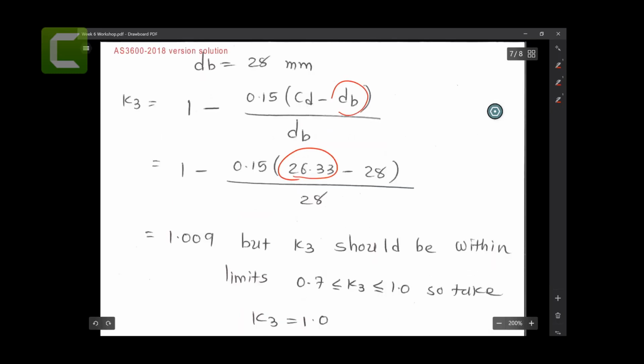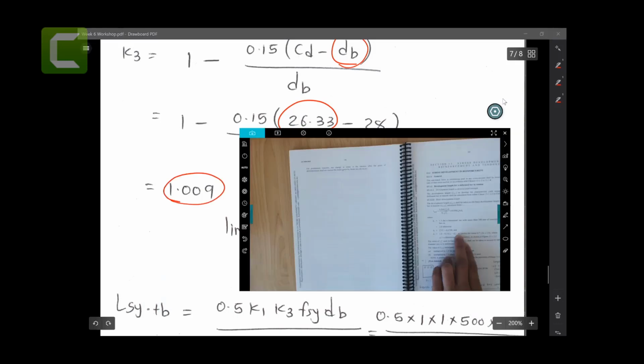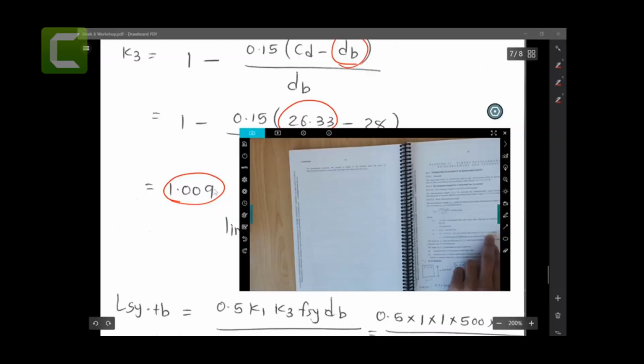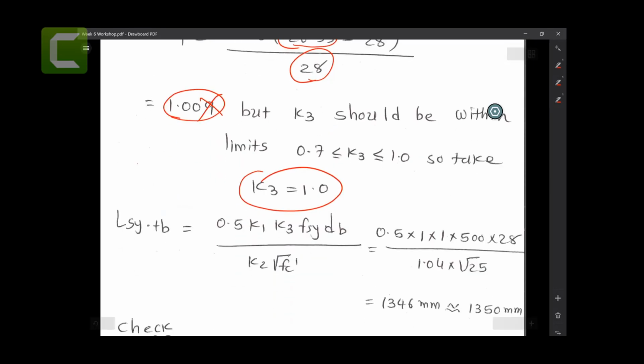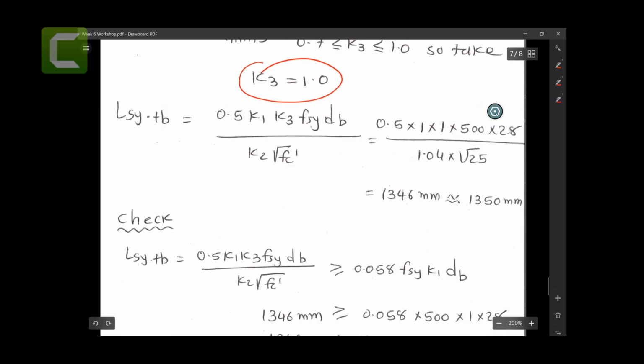Then you have diameter 28. K3 is 1.009. No good, meaning we need to make this check that it should be between 1 and 0.7. It's just increasing above 1, 1.009. So we just change it back to K3 equal to 1, because this 0.009 is just a little bit extra there. Standards don't want that. Now we have all the values that we want.